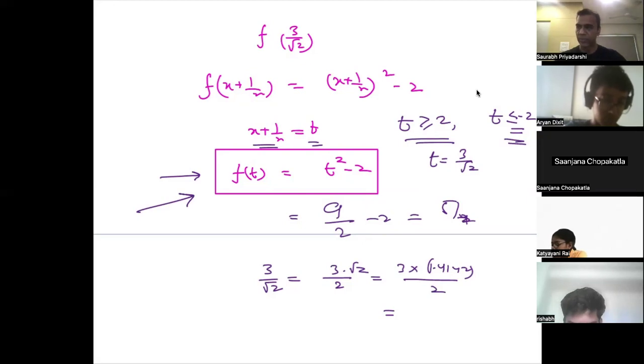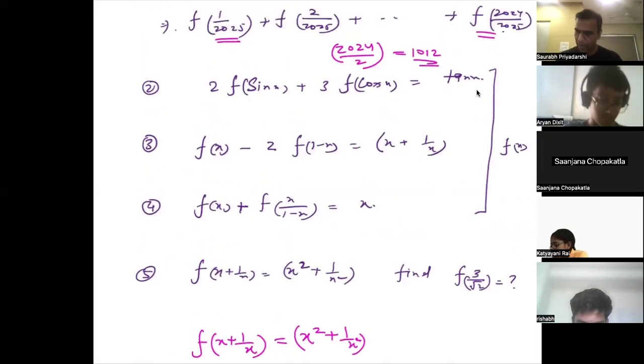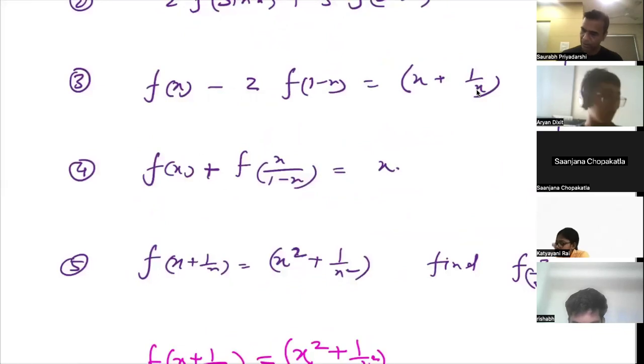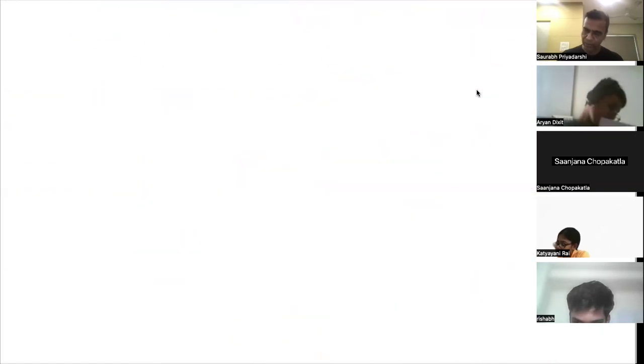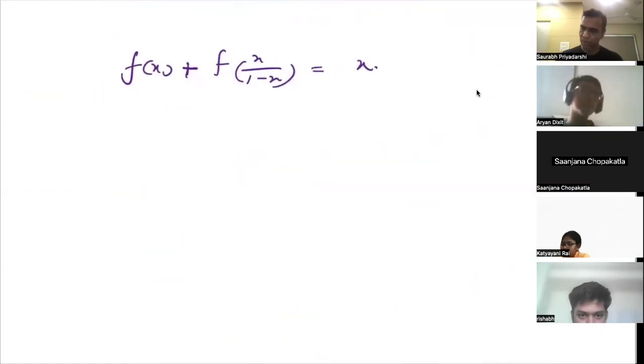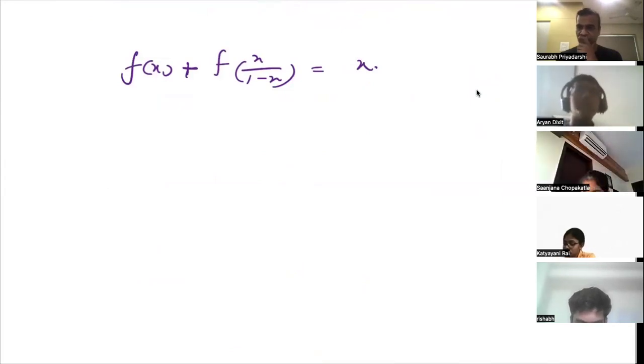The next one. And the fourth one, again I can go for the fourth one. How many of you have done this fourth one? f(x) plus f(1 by x) is equal to x. f(x) plus f(x upon 1 minus x) is x. Then you have to find the value of f(x).